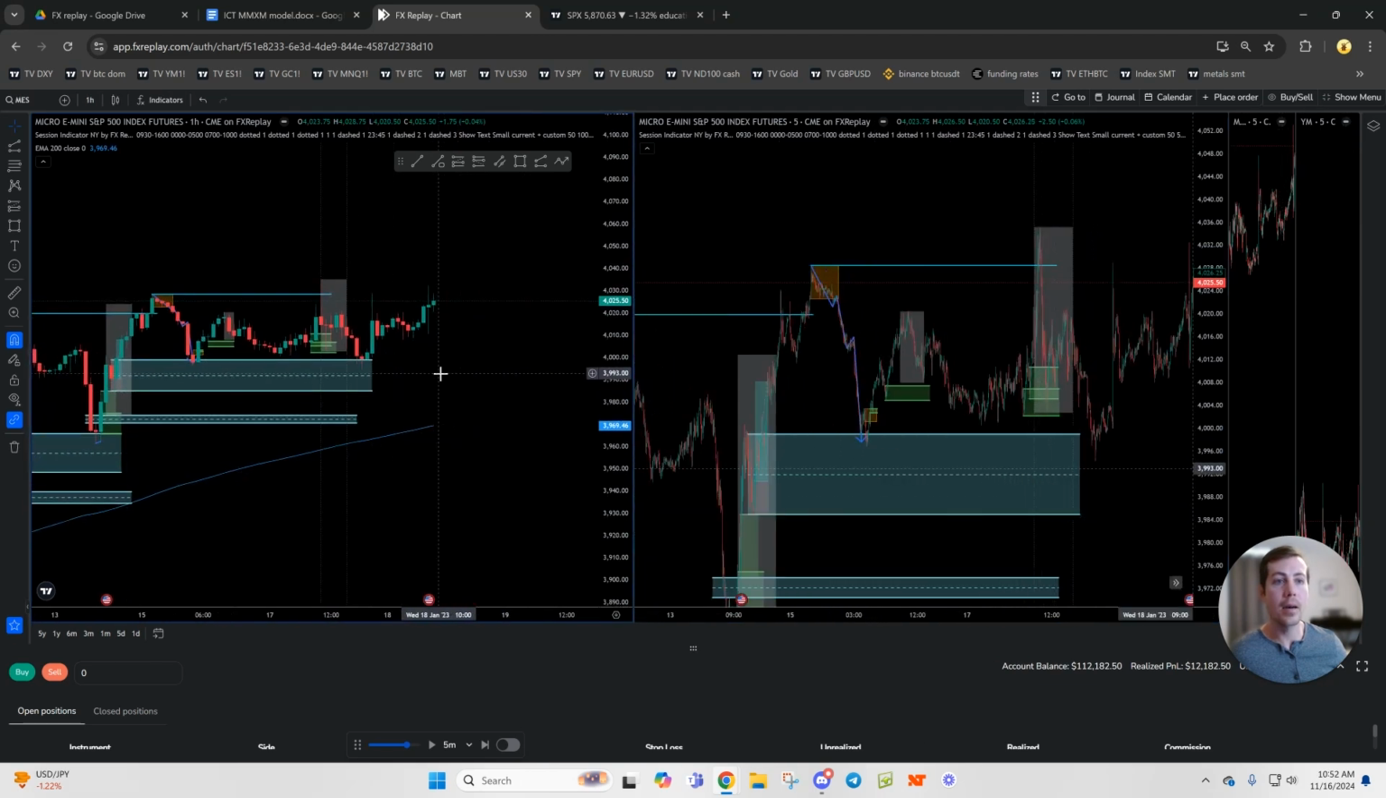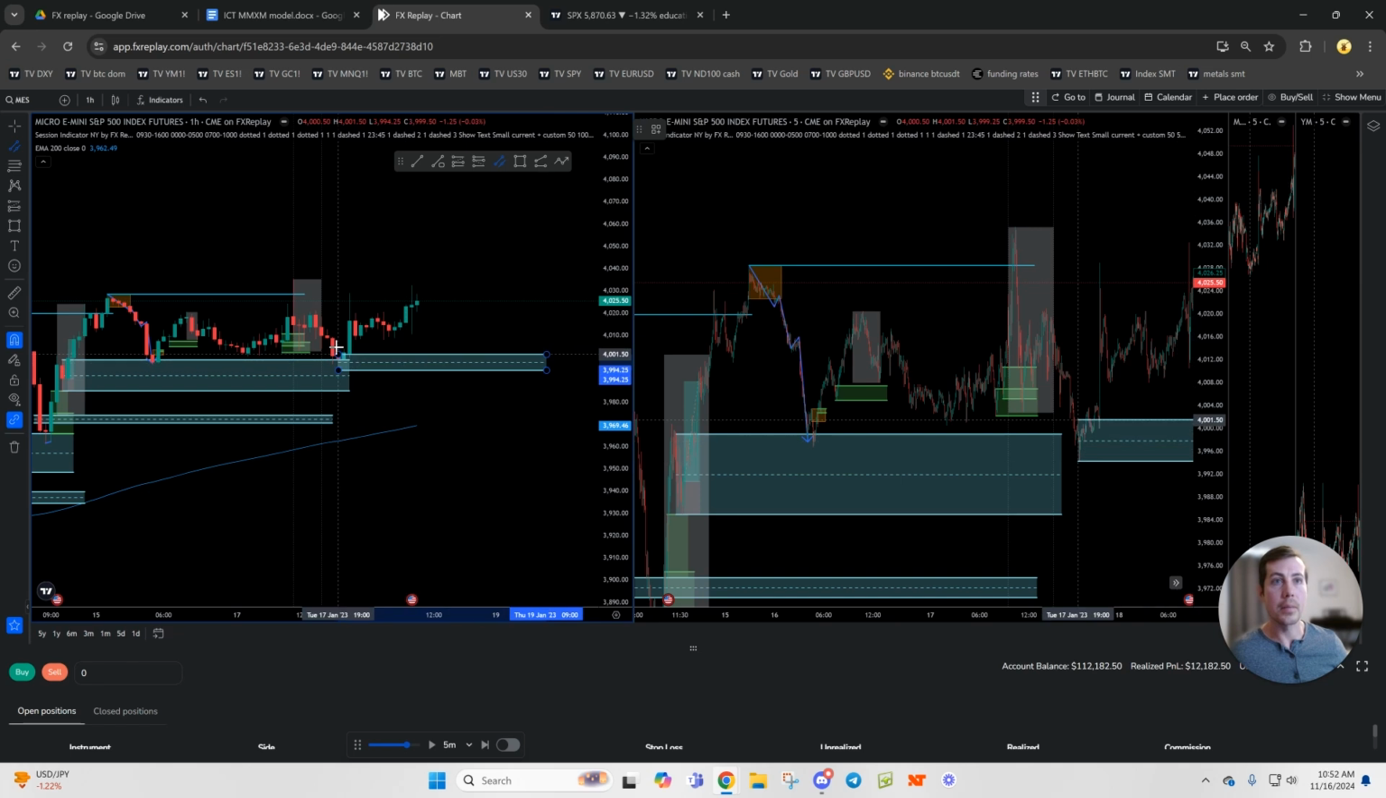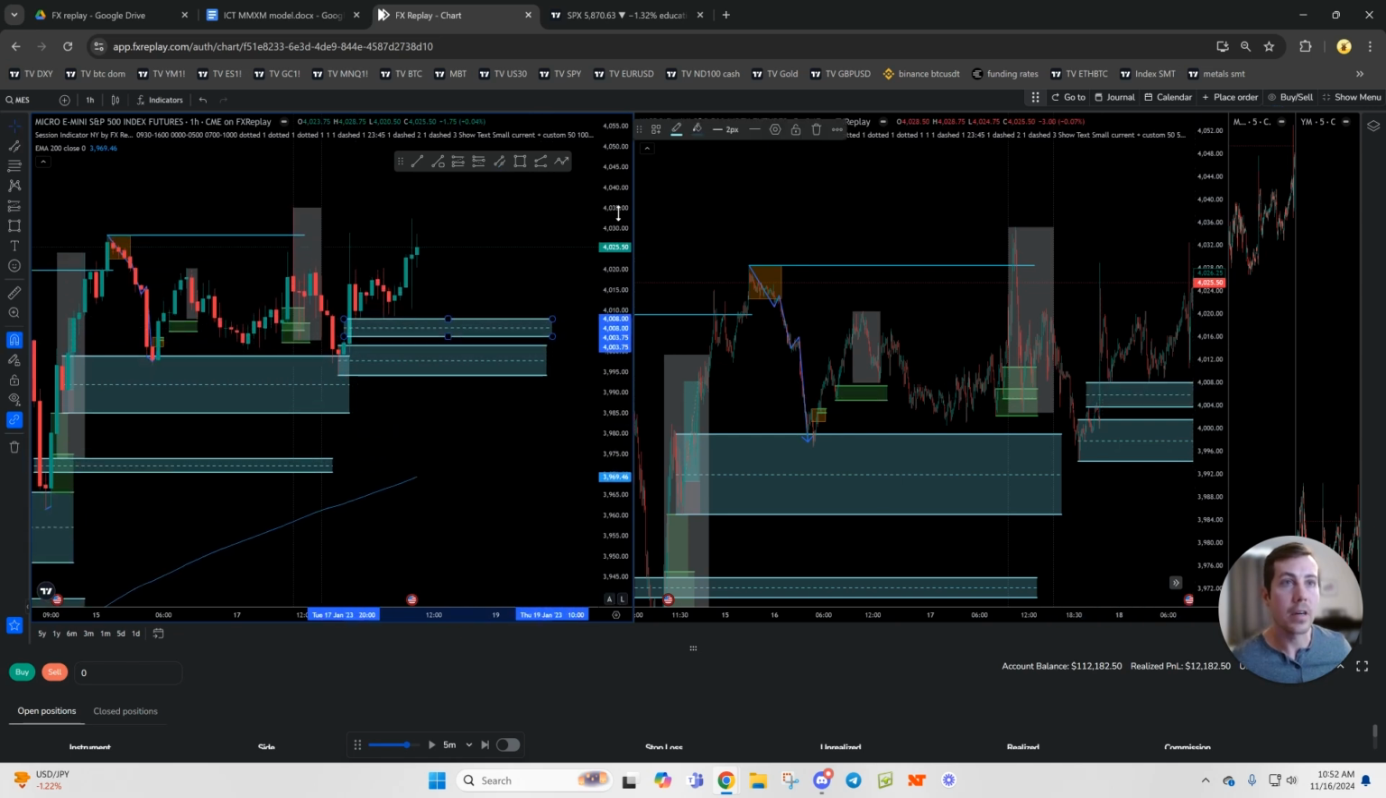But now that we have already taken it out, I'm going to be looking for a fresh level to look for long. So I've got this order block here, the last red candle before I move to the upside. We also have a 1 hour fair value gap. So either of these levels could be it.